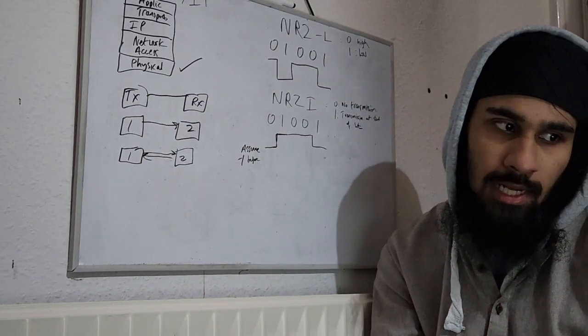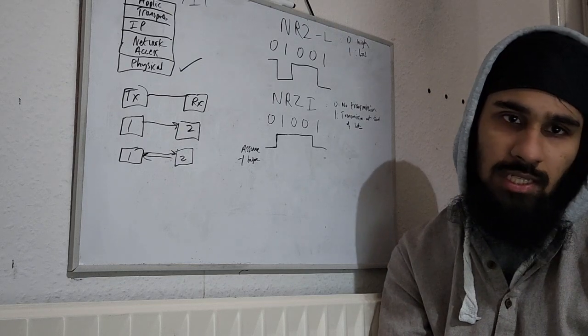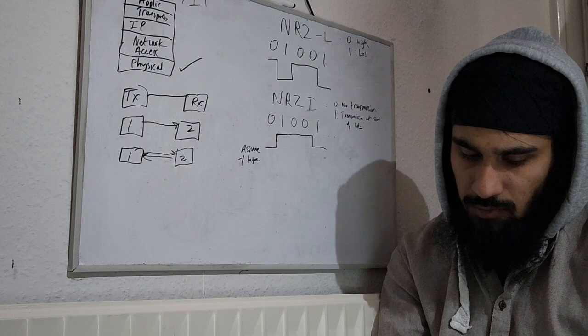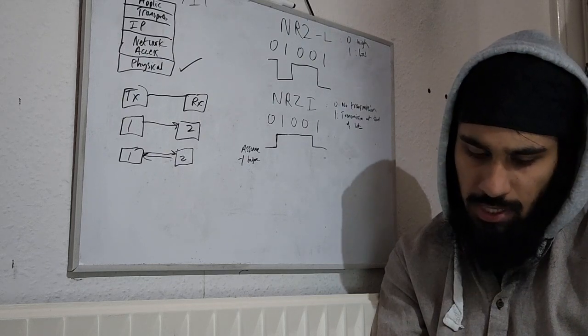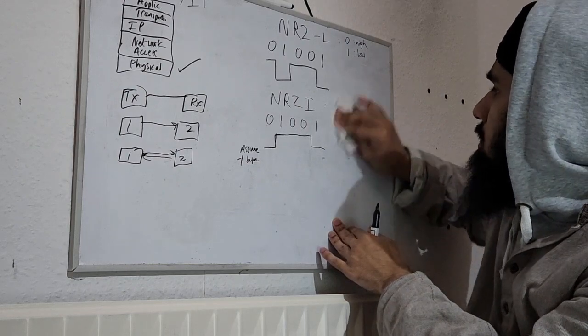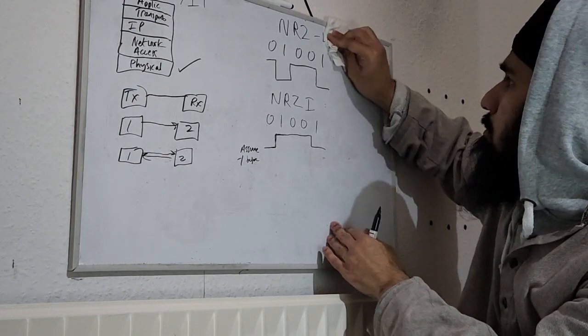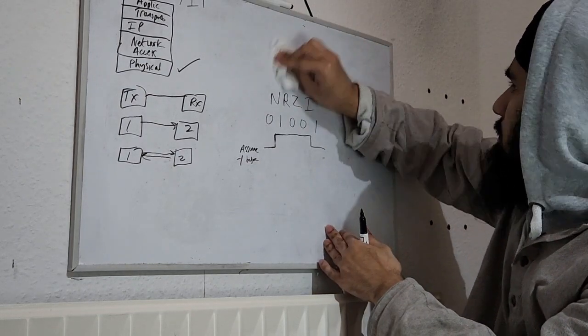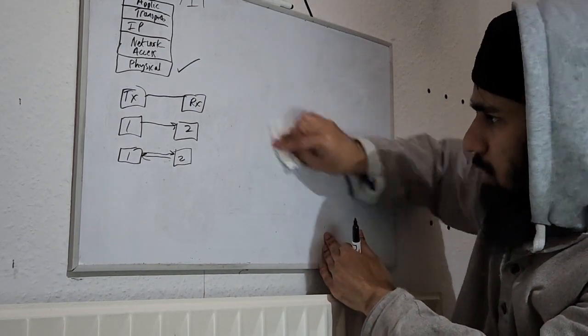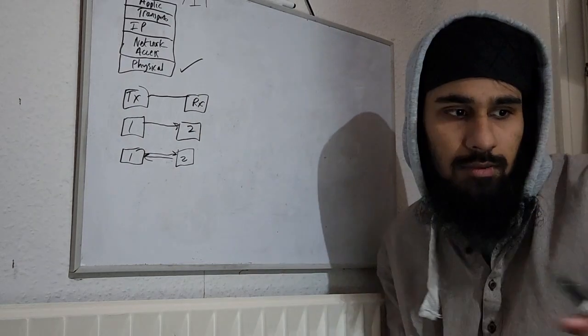Also, there can be loss of synchronization. It can become out of sync. So this method of transmitting, they can be out of transmission. So we need to think of other methods that are more efficient than this. So we've done non-return to zero. Now we're going to look at some others.